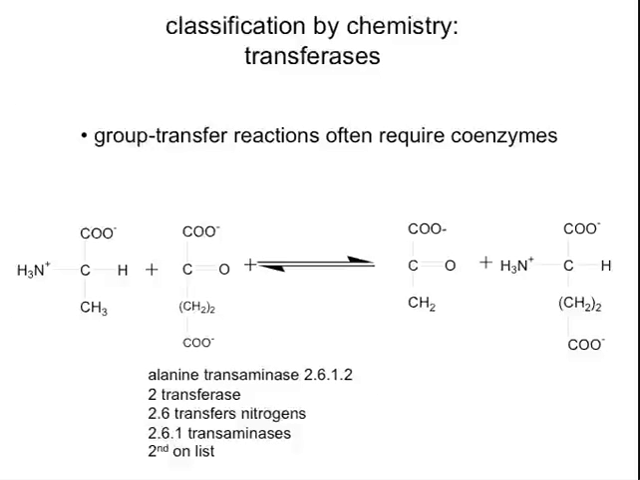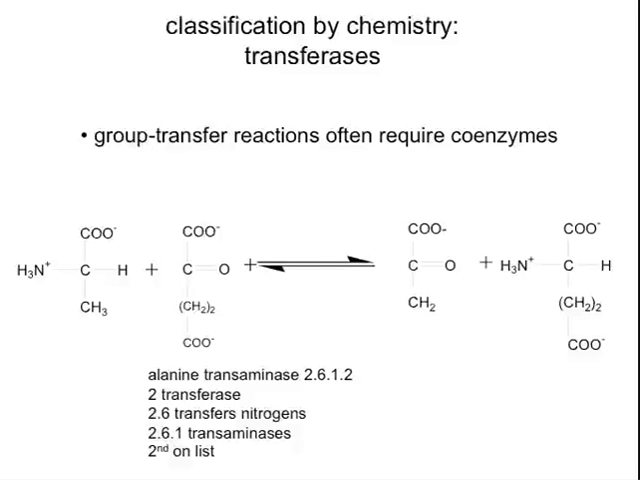We'll see them elsewhere. Alanine transaminase is 2.6.1.2. 2 means it's a transferase, of course. 2.6 means that it's transferring nitrogens. And 2.6.1 means that those nitrogens are amines, so it's a transaminase. And alanine transaminase is the second on the list. I'm not going to give you all of these for each of the examples, but what I'd like you to do, and I'll look for this in class on Monday and/or Wednesday, is for you to follow through with the other enzymes on my list here. There are 4 more to go. I'd like you to assign them.